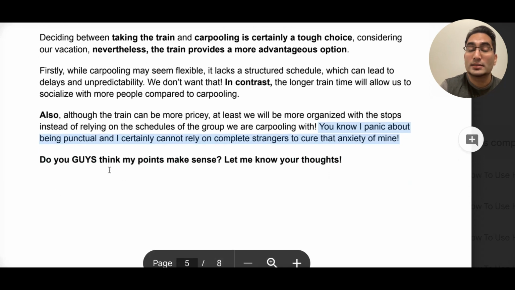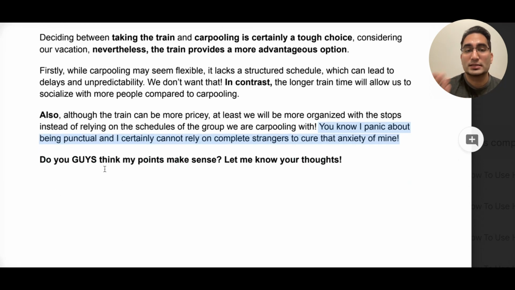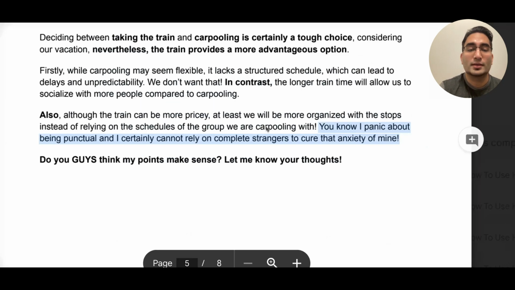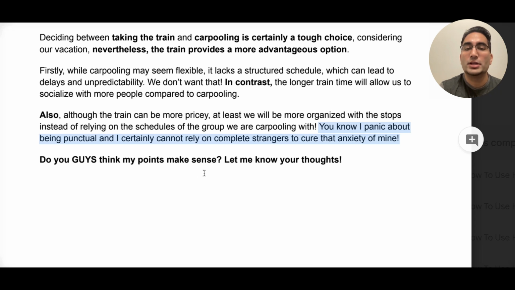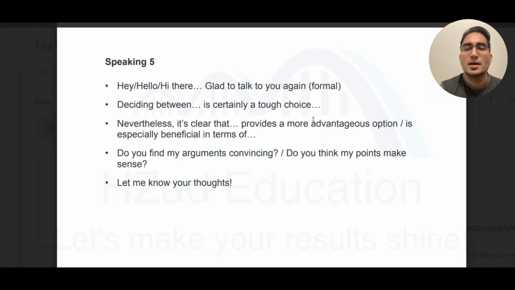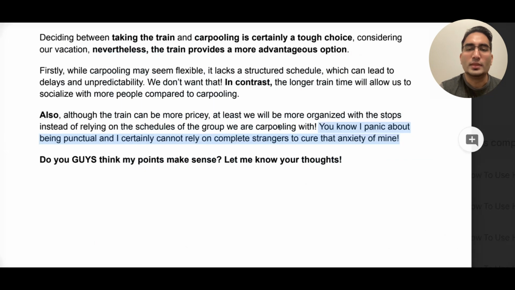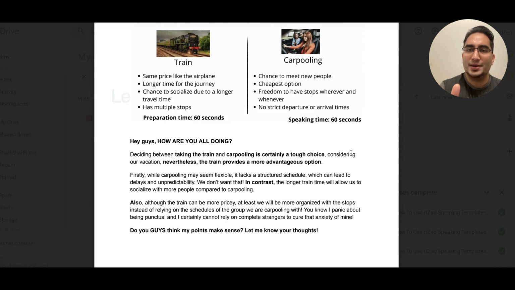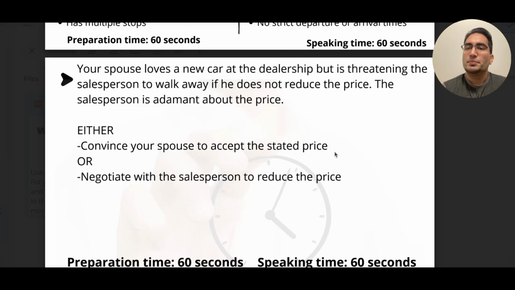Do you guys is added because it is relevant to this question. So the template says, do you find my arguments convincing? Now I'm talking to friends, so I have added, do you guys think my points make sense? And points make sense is the second version that I have used here. Let me know your thoughts. And that's it. You finish up in 1 minute saying everything from each side. Okay? Let's jump into part 6.